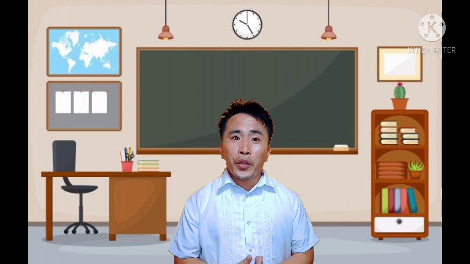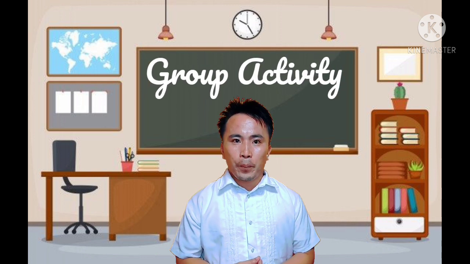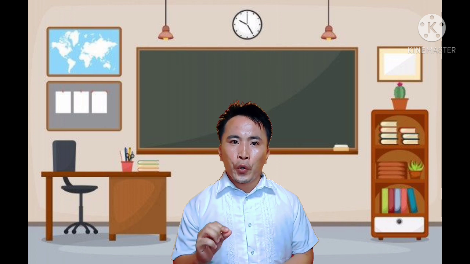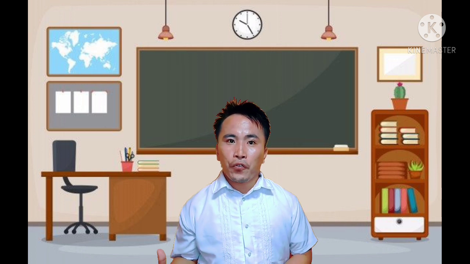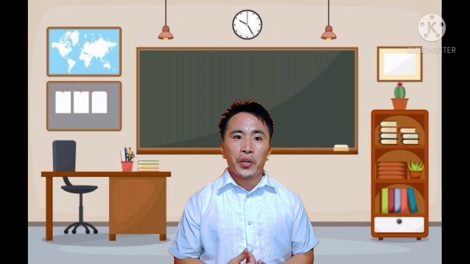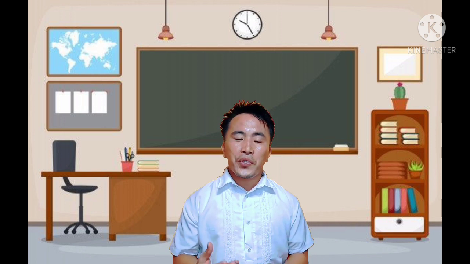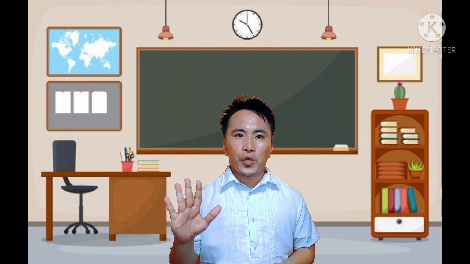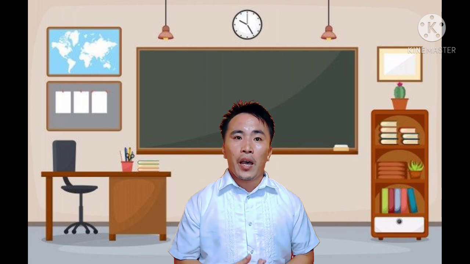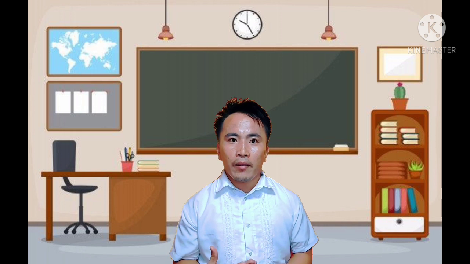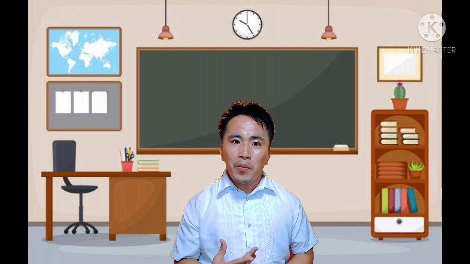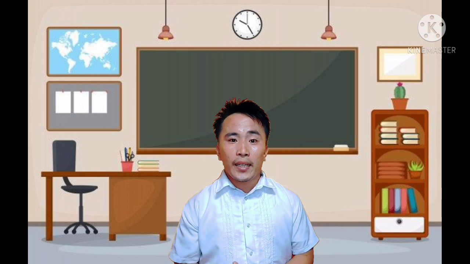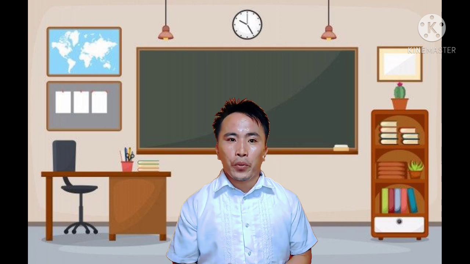Now, we are going to have a group activity. I will be dividing you into two. For group 1, we have the boys. For group 2, we have the girls. I will be giving you the same situation where all the 5 structures of informational text is applicable.